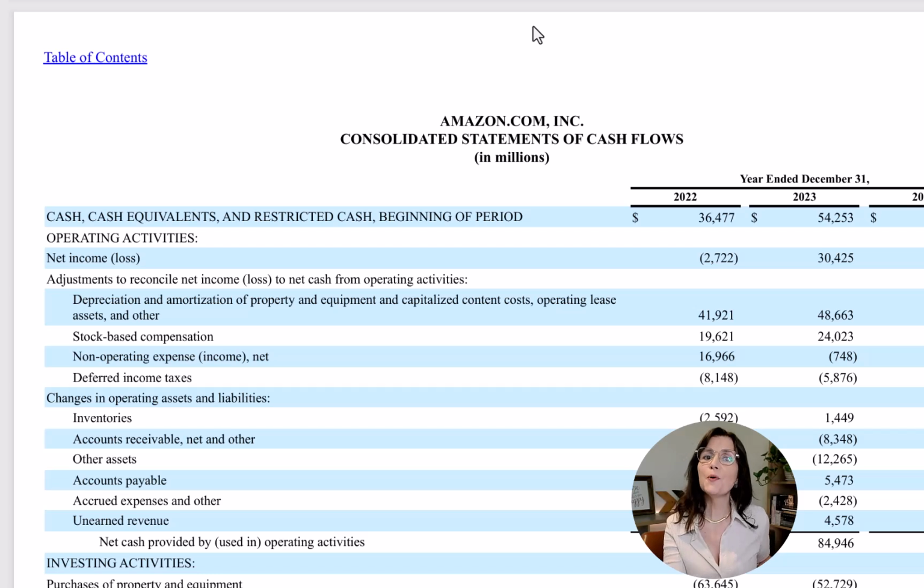Let's start by spotting the working capital accounts in the cash flow statement. In Amazon's case, they actually break it out for us. You can see each account listed separately: inventories, accounts receivable, other assets, accounts payable, accrued expenses and other, and unearned revenue. That means we can tell exactly what they include in their working capital calculation.